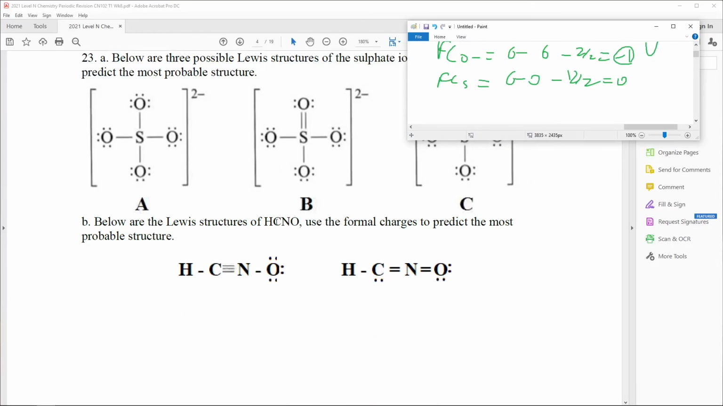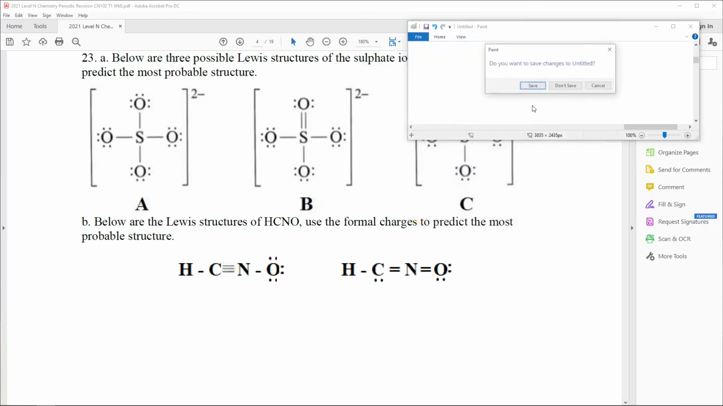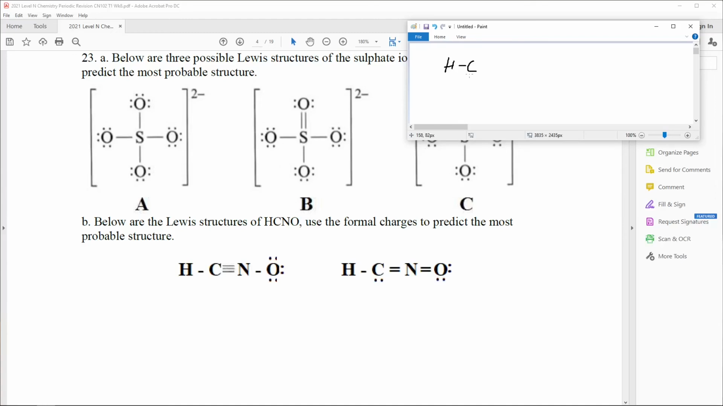Below are the Lewis structures for the following. Predict the most probable one. So same way, in the same manner. So you have H, C, triple bond, N, O. Actually, I don't need to draw it, just go immediately.